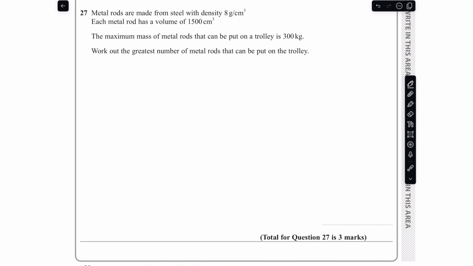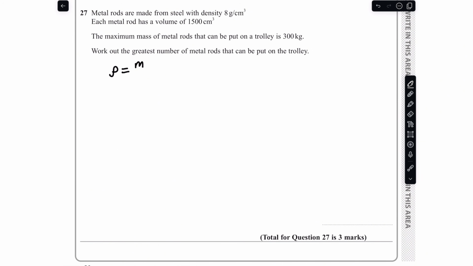In question 27, we are told that metal rods are made from steel with density 8 grams per centimeter cubed. Each metal rod has a volume of 1,500 centimeter cubed. The maximum mass of metal rods that can be put on a trolley is 300 kilograms. Work out the greatest number of metal rods that can be put on the trolley.